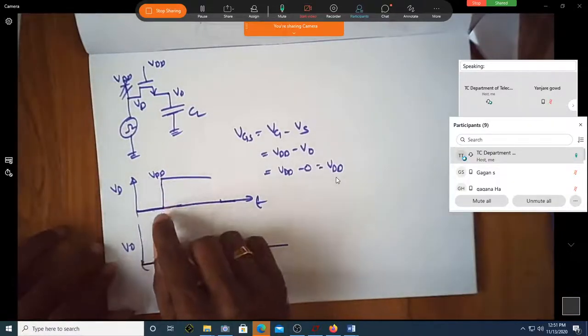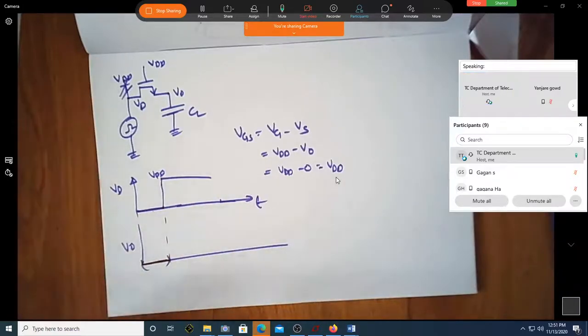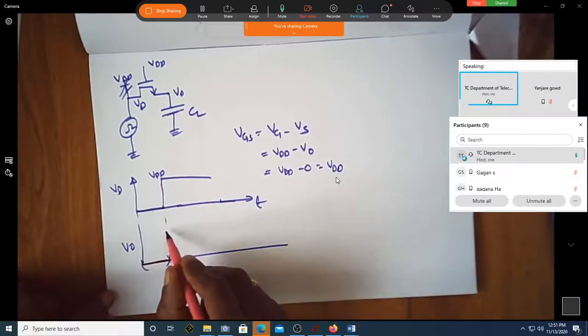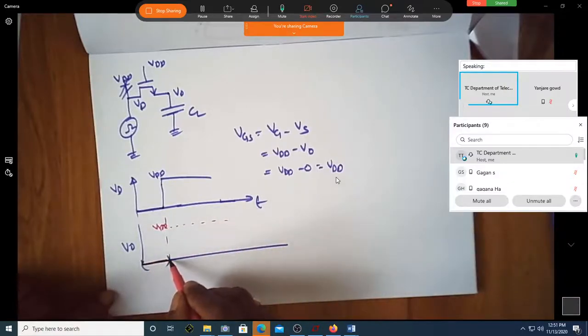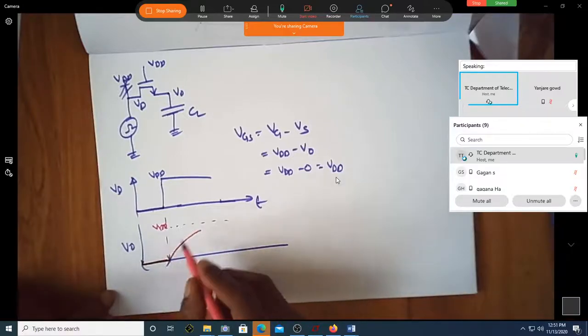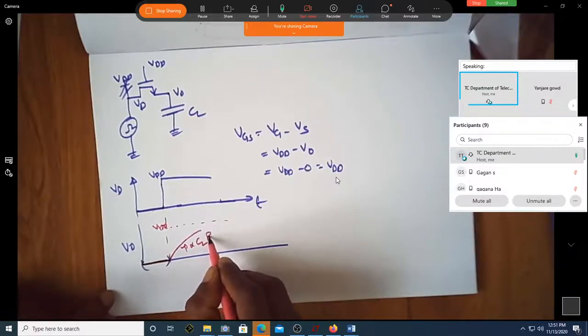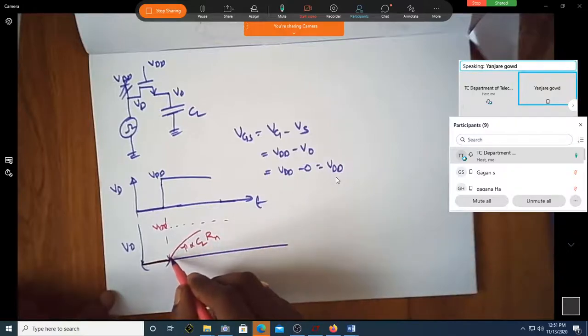Now, as the input voltage goes to VDD, what will happen to this V0? Assume that this is VDD. Will it start charging now? What is the charging time constant? Tau is proportional to CL times Rn. Am I correct? Yes, sir. The capacitor starts charging.